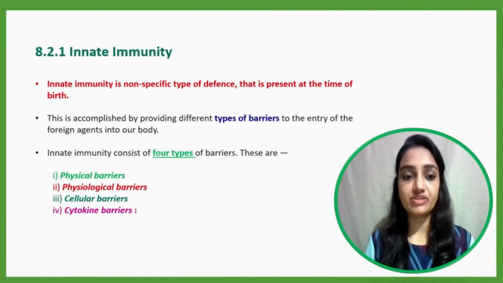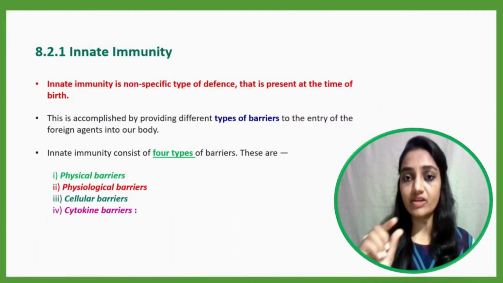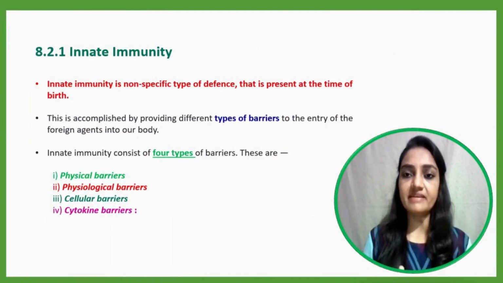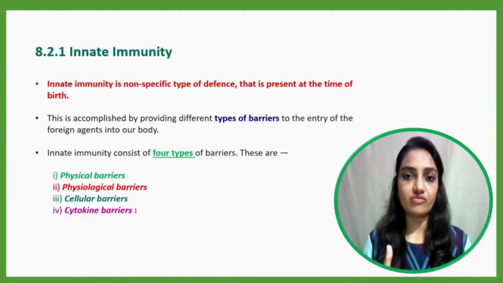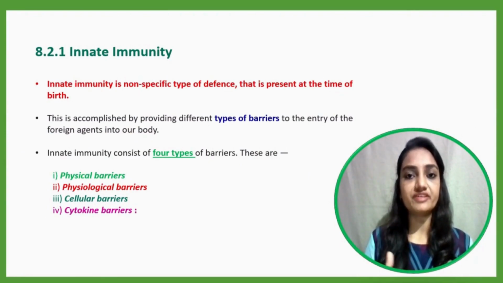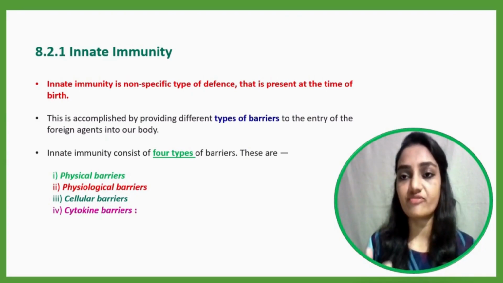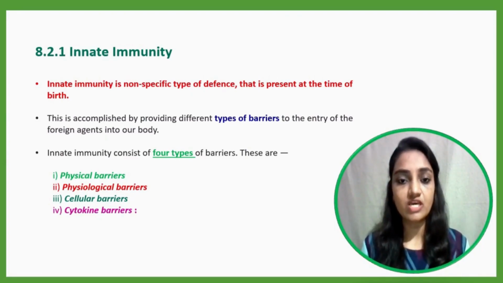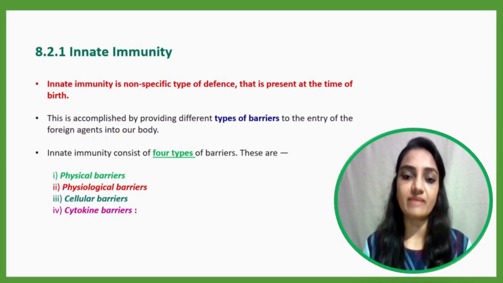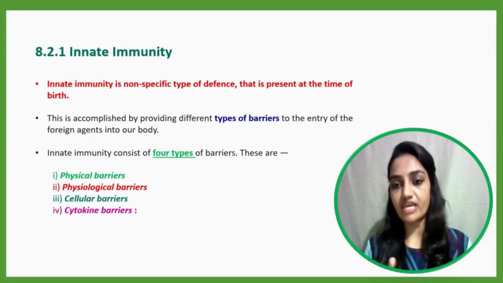What is innate immunity? Innate immunity is non-specific. That means when any harmful pathogen enters our body, innate immunity will react the same way. It has no specificity for each disease or each pathogen. So it is a non-specific type of defense that is present at the time of birth, meaning we have it from birth.